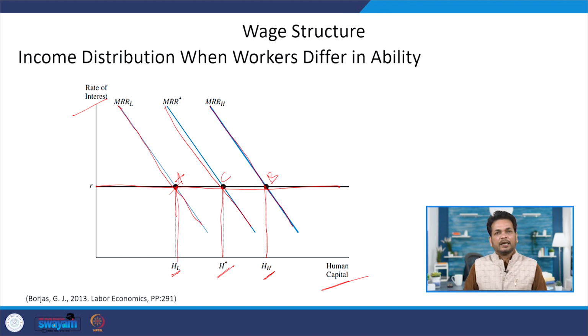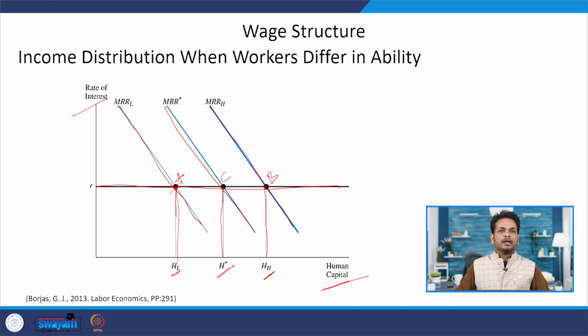So, based on ability, they are guided by their marginal rates of return, which leads them to acquire a difference in human capital, meaning years of schooling. So, they enter the labor market with this difference in human capital, which is because of their difference in ability.